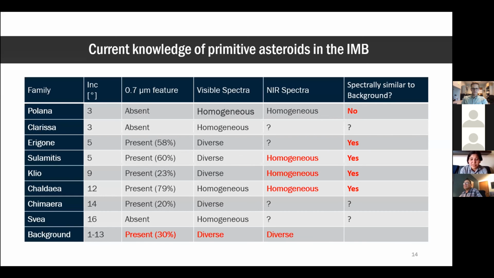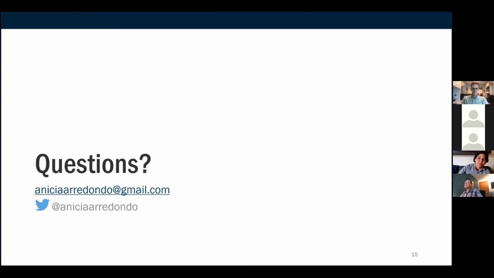And finally, when we compare the family spectra with the spectra of the background near them, we found that in all cases besides Polana, the background is not significantly spectrally different than the families. And this supports the findings of Morbidelli in 2009 that asteroids formed big, and the findings of Dermott in 2018 that both non-family and family asteroids originate from a small number of large primordial planetesimals. And so with that, I am done, and I'll take any questions that you may have.